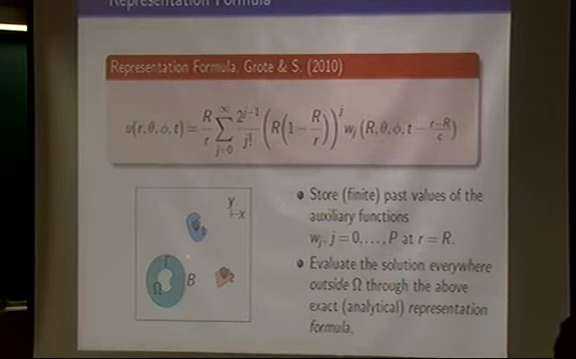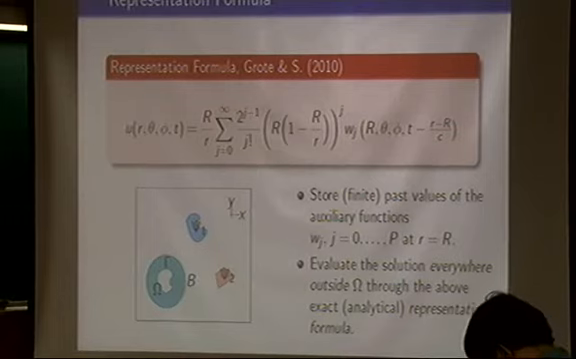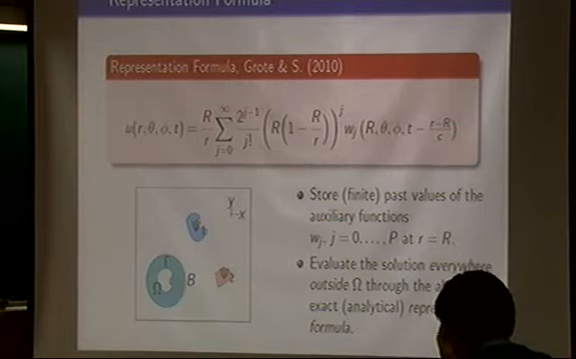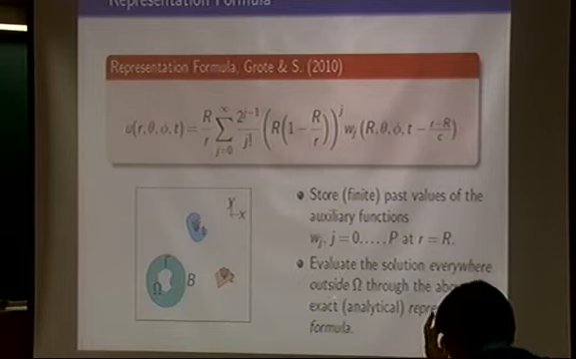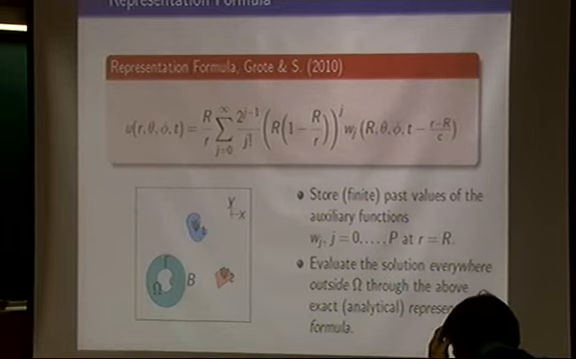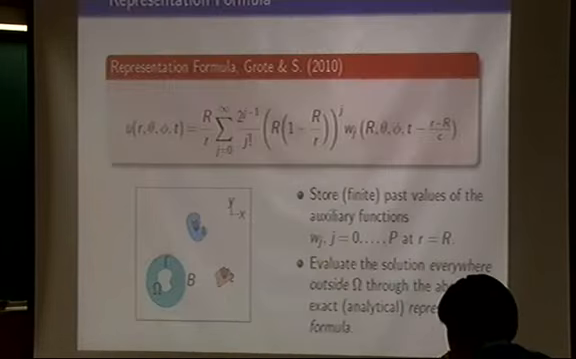The wave propagates, for example, from here, and then you have a duration because of the distance. The distance is, for example, r minus big R. This distance you can also control with the wave speed, right? For example, if the wave speed is very large, then the wave propagates very fast, right? So that is the idea. We store the past values of the auxiliary functions on the boundary, and then evaluate the solution everywhere outside omega through this exact representation. So if you use this, you don't need any supercomputer. That is the idea.